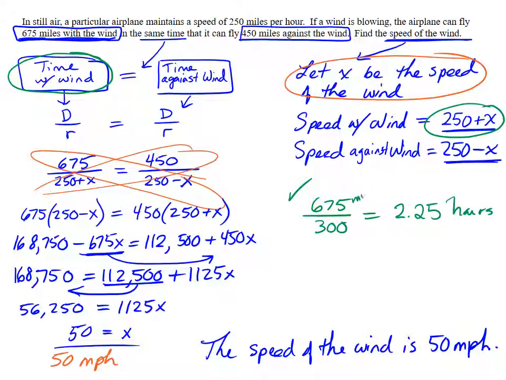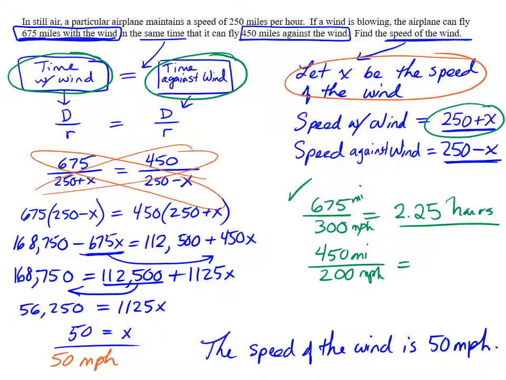So again, this was miles per hour. So we get hours out of that. That time should be the same as the time going against the wind, 450 miles. So 450 miles divided by, against the wind means you're only going 200 miles per hour. And if we then calculate that, 450 divided by 200 equals 2¼ hours again. So the logic of this answer makes sense.